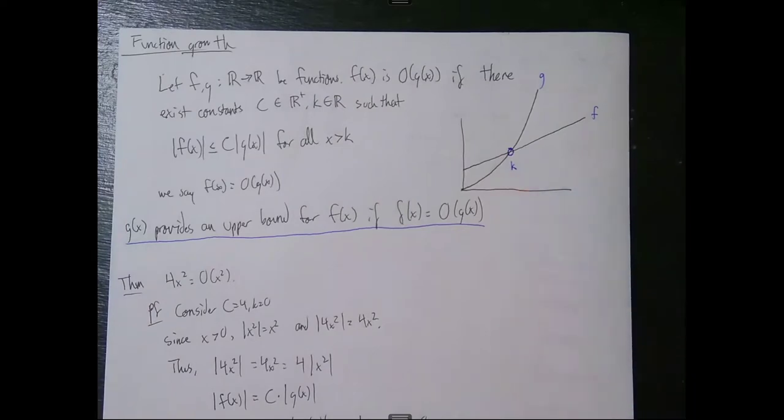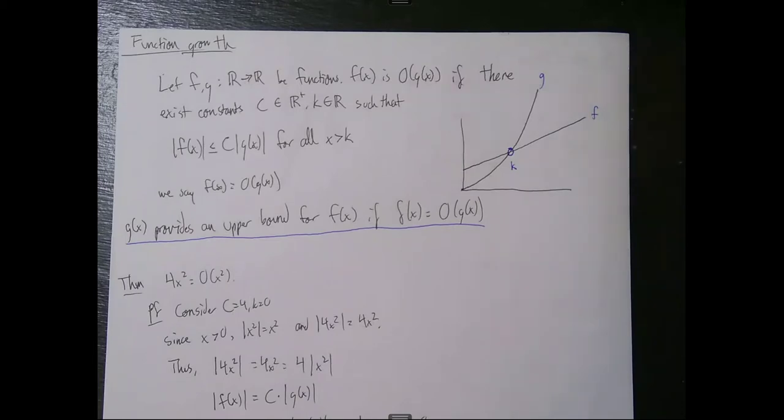Really what we're concerned about is, can we put an upper bound on a function from some certain positive real number up until forever? If we're looking at x equals a million, a billion, a trillion, and so on, as x grows larger and larger, can we find nice little upper bounds that describe the function's growth in terms of some function that we are aware of?